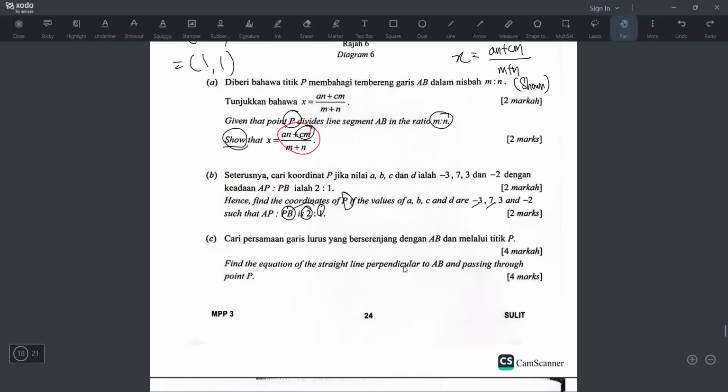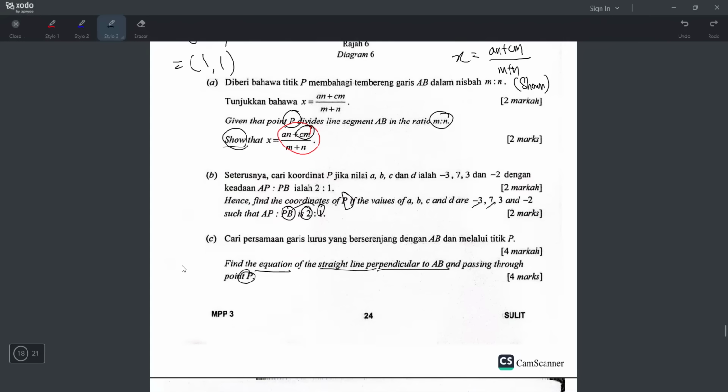Find the equation of the straight line perpendicular to AB and passing through point P. Whenever you see the words find equation of straight line in Addmaths, you will always use this formula: y minus y1 equals gradient times x minus x1. If you want to use the other formula, y equals mx plus c, you can also. But that one we usually use for Maths. In Addmaths you can also use it, but I will use the Addmaths method: y minus y1 equals gradient times x minus x1.